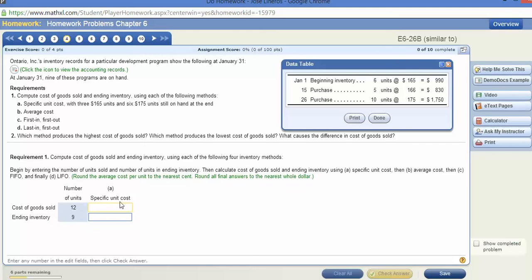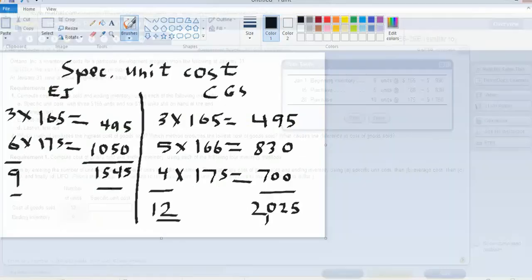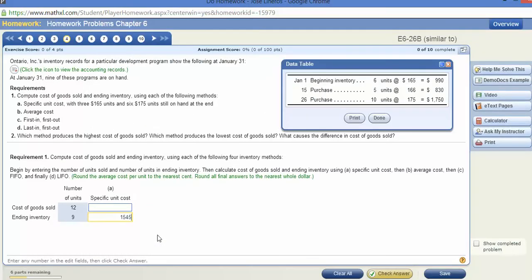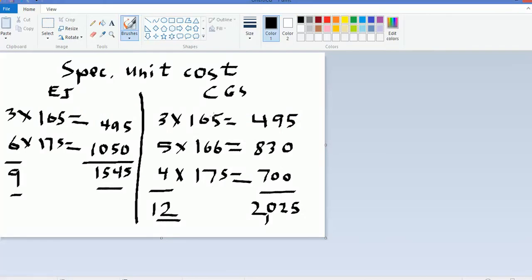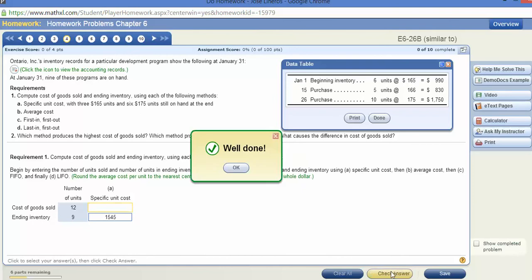Please, when you look at this, don't start getting confused and trying to figure out the average of, let me drop down here to ending inventory. When you see specific unit cost, don't start going, oh goodness, is this the average of what was kept? 3 and 6 is 9 divided by some kind of funky number. This is just simply asking you for the unit cost, the cost that's in there. So if you've done this right, you've got it laid out for you. There's 1545. And then on cost of goods sold, you computed it, and it's 2025. And that's how you do specific unit cost.